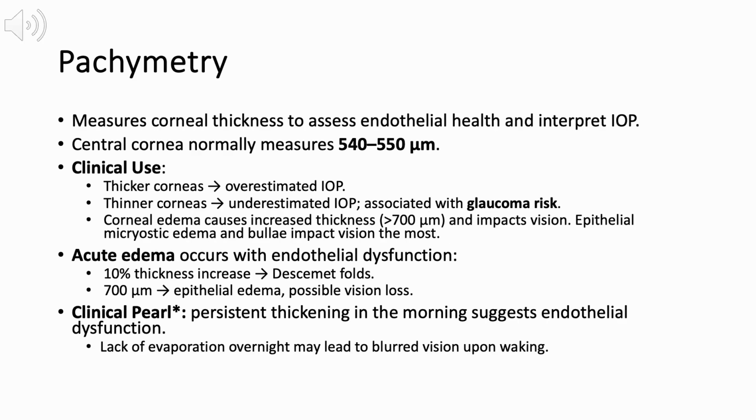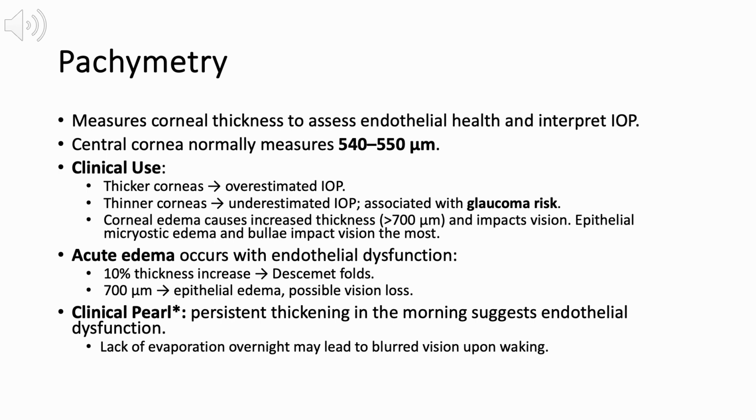Corneal pachymetry measures corneal thickness and plays a crucial role in assessing endothelial function and accurately interpreting IOP. A normal central corneal thickness ranges between 540 and 550 microns. This measurement is especially important because thicker corneas can lead to overestimated IOP readings, while thinner corneas may result in underestimated IOP and are also associated with an increased risk of glaucoma.